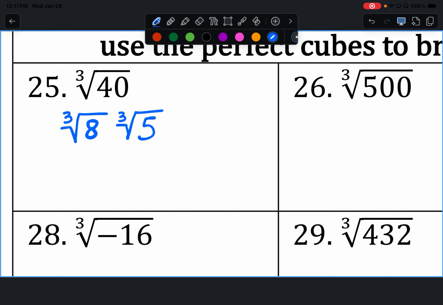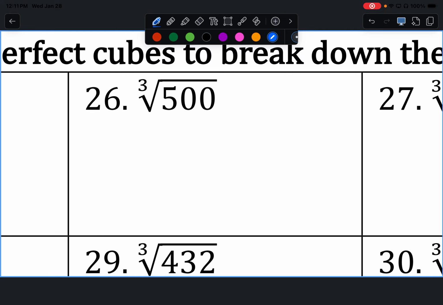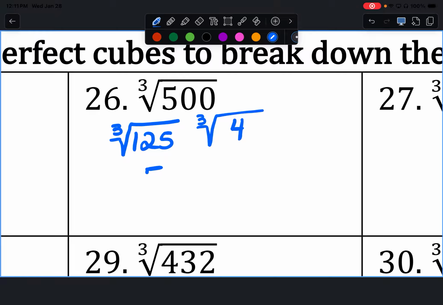What is the cube root of 8? 2. So we have 2 times the cube root of 5. We take the part we can take the cube root of and leave what we can't. Okay, now for 26, we have the cube root of 500. What's the biggest perfect cube that can go into 500? 125 times what? 4. Okay. What is the cube root of 125? Okay. Can I take the cube root of 4? So we get 5 times the cube root of 4.